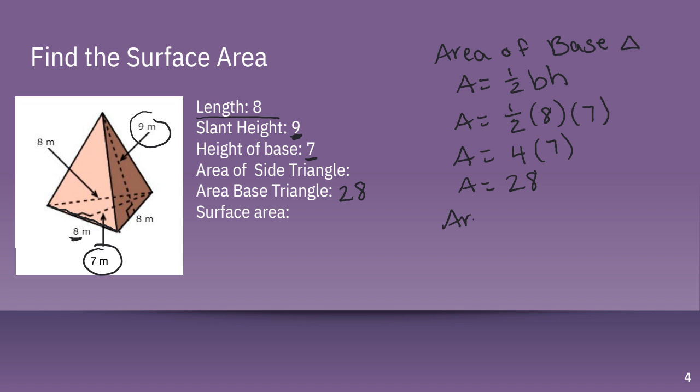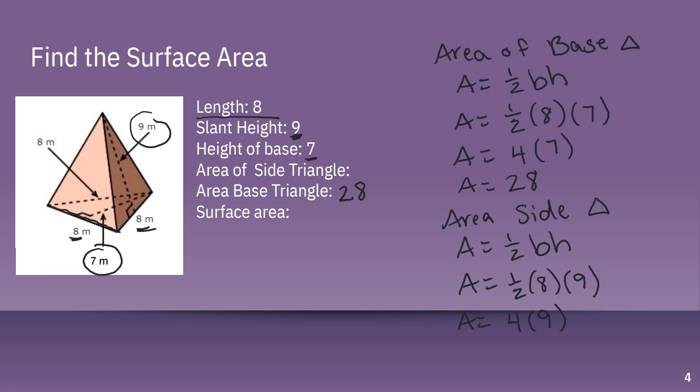Now I need to find the area of the side triangle. They are triangles, so I'm going to use the same formula: area equals 1/2 base times height. If I'm looking at my side triangles, the base is going to be 8 again. However, for the height, I'm going to use the slant height. That slant height is 9, so I have 1/2 times 8 times 9. 1/2 of 8 is 4, so I have 4 times 9, which is 36. So the area of the side triangle is 36.